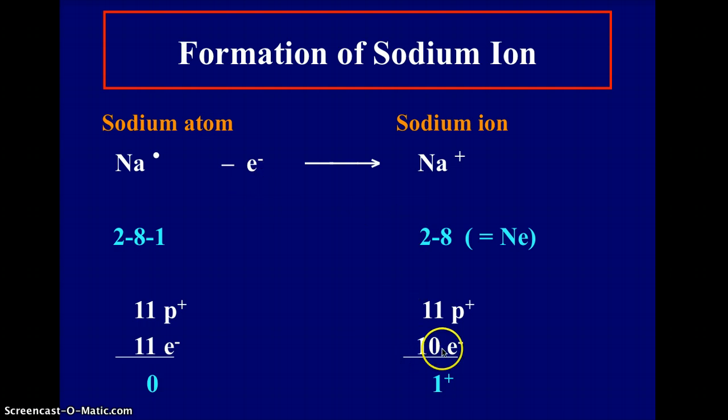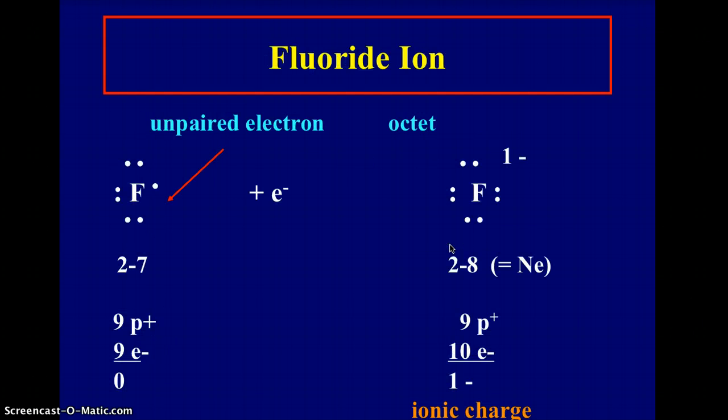When that happens, now you only have 10 electrons, but 11 protons still. So you end up with a positive 1 charge. And again, now you have that 8 electrons in your valence. So sodium is now happy as an ion. To go the other way, we'll look at fluorine.